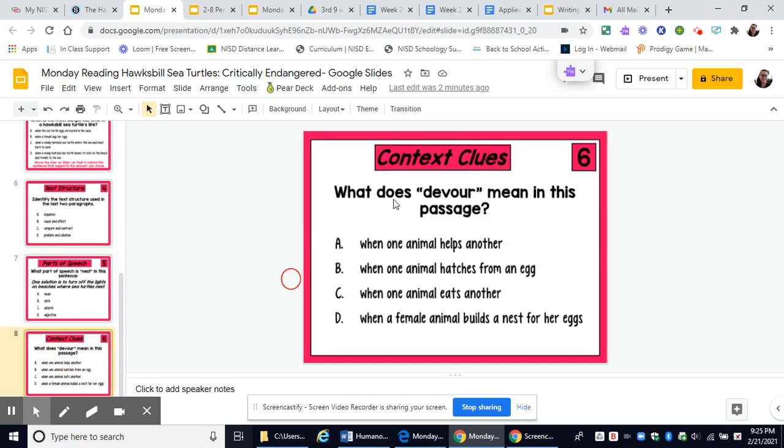Context clues. What does devour mean in this passage? Devour. Think of that word. You already know the word. When one animal helps another. So if a lion is devouring you, is he helping you? When one animal hatches from an egg. When one animal eats another animal. When you devour your lunch, are you eating? When a female animal builds a nest for her eggs.